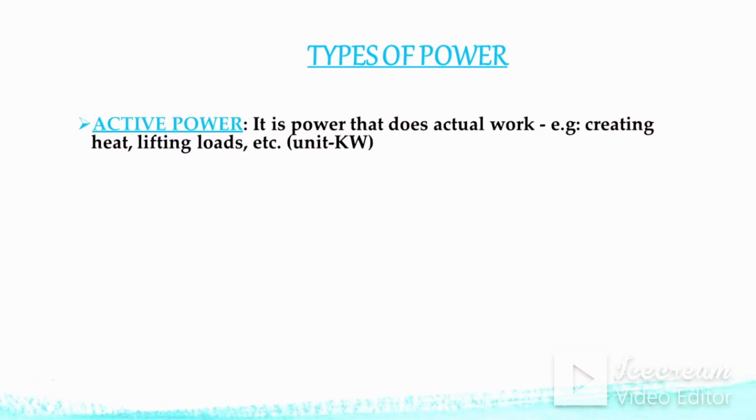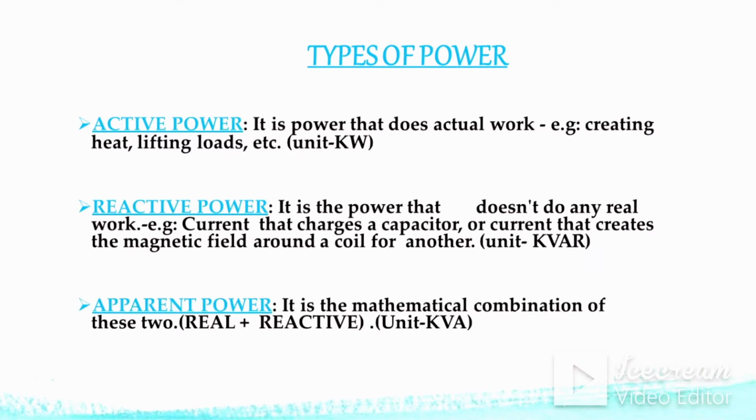Before going on to the reactive power management topic, first we would like to have a quick recap regarding the types of power. In an electrical system, there are mainly 3 types of power. One is the active power, another one is the reactive power, and the last one is the apparent power.